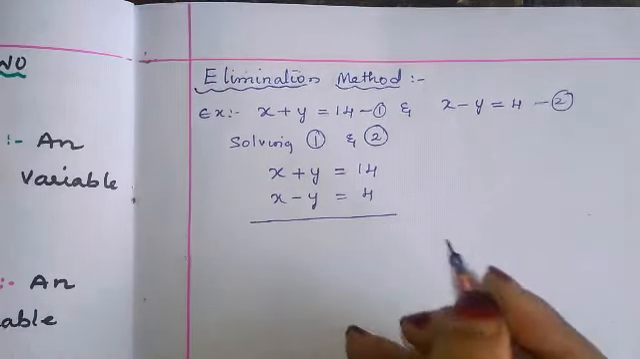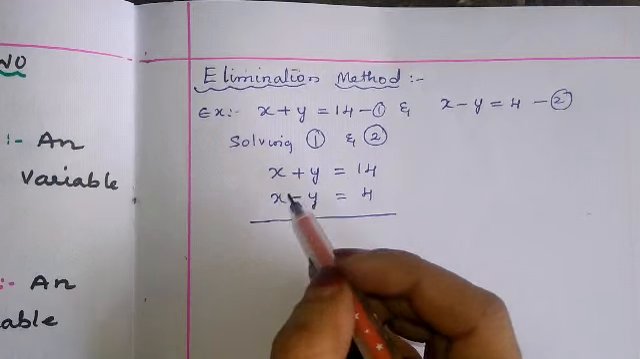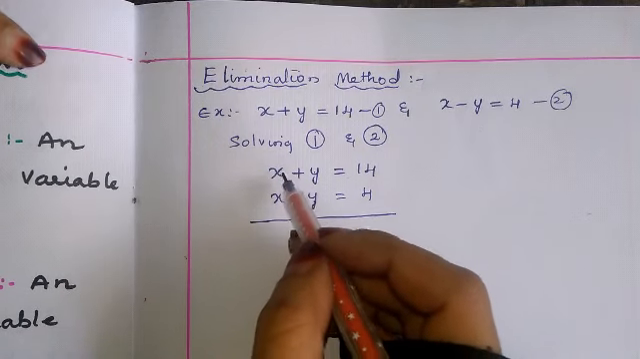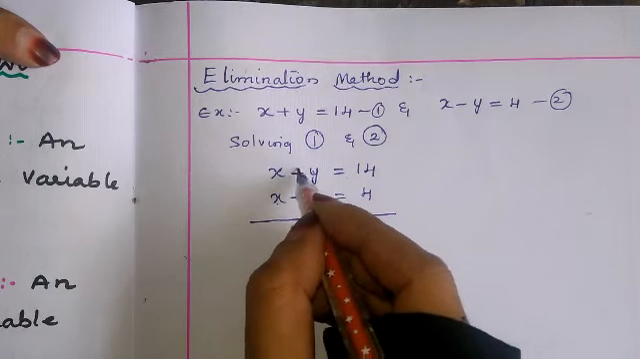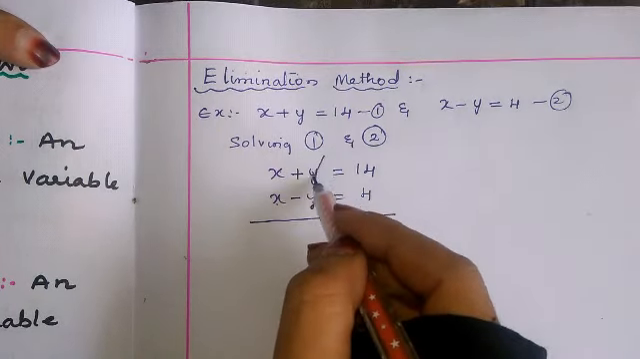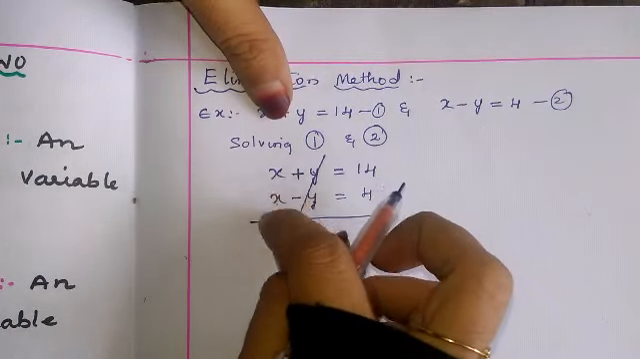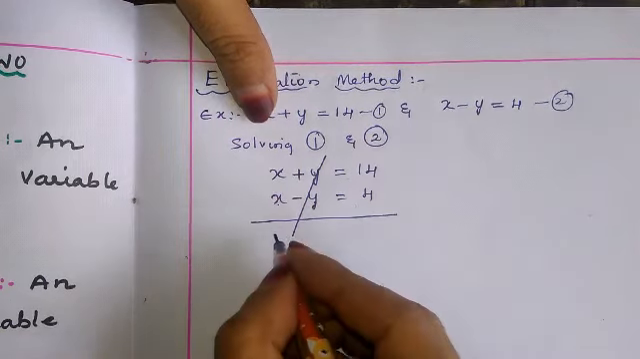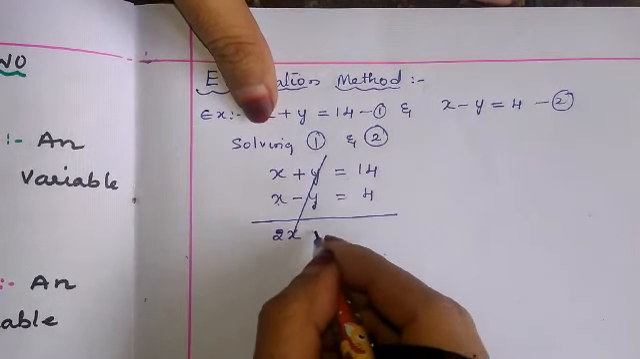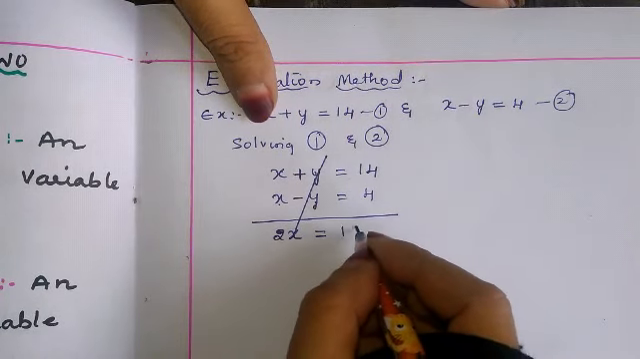So we can see in this equation we have y and y same, as well as x also x. Both the equations have x and y. But here we can see one plus sign and one minus sign get cancelled, you know that. So here we can't cancel because both signs are same. So x plus x is 2x is equal to 14 plus 4 is 18.